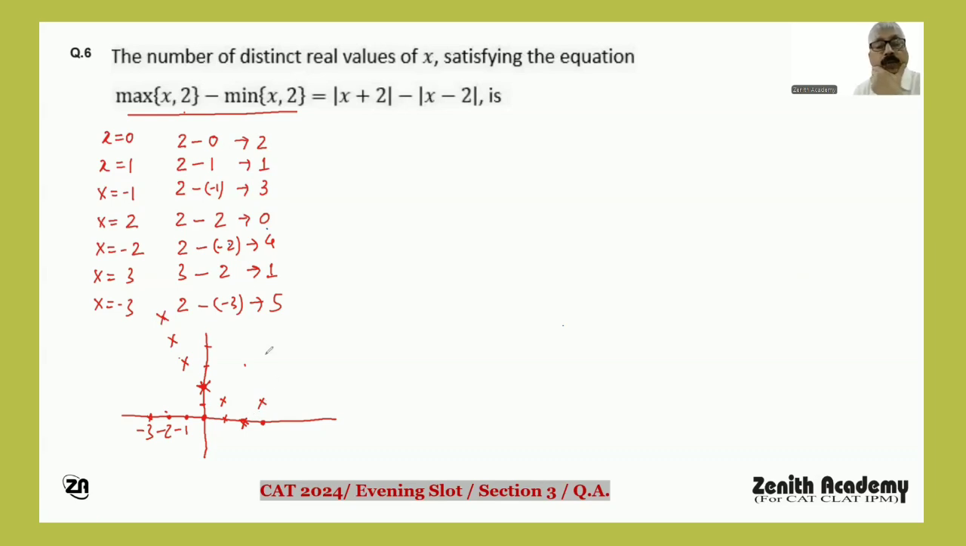See, on putting x is equal to 0, it is 2. X is equal to 1, this is 1. X is equal to -1, this is 3. X is equal to 2, it is 0. X is equal to 3, it is 1. X is equal to -3, it is 5. If you put x is equal to 4, then 4 to maximum is 4, and 4 to minimum is 2. So on putting x is equal to 4, it is 2.